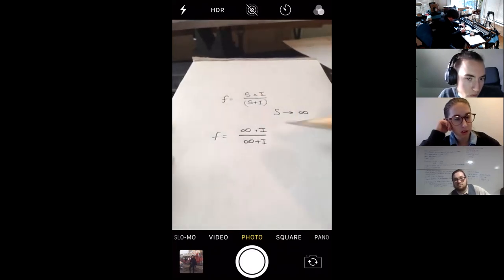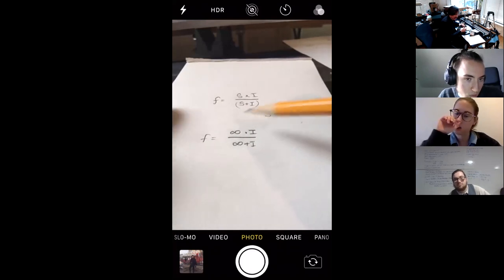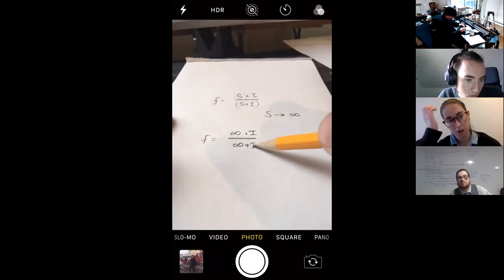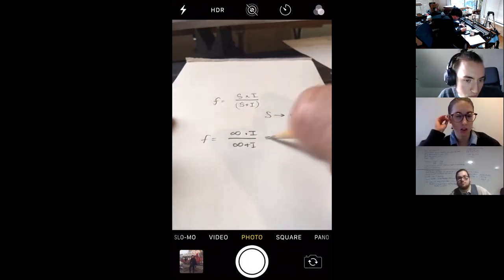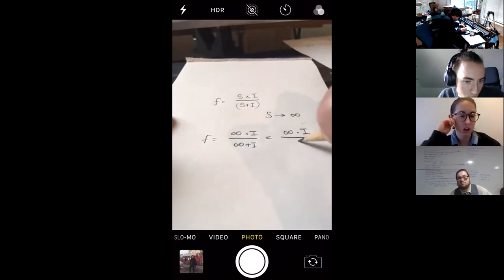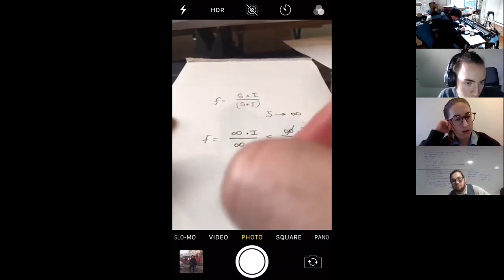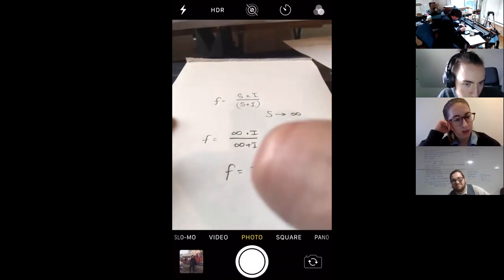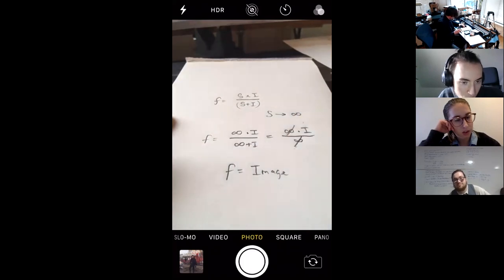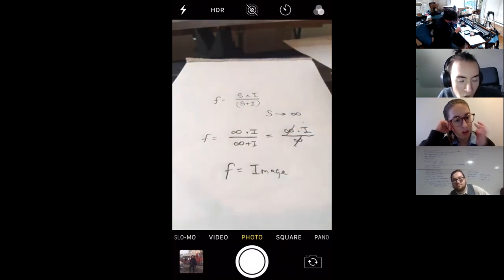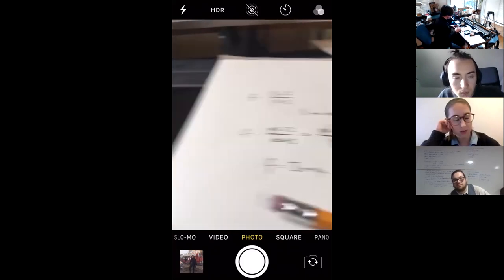Now, you can actually work with infinities in mathematics. Infinity plus any number is just equal to infinity. But infinity times any number, we want to be more careful about, because that's multiple numbers of infinities. My two infinities cancel out, and I get that the focal length is equal to the image distance when my source is at infinity. But what does that mean? Well, let me demonstrate.